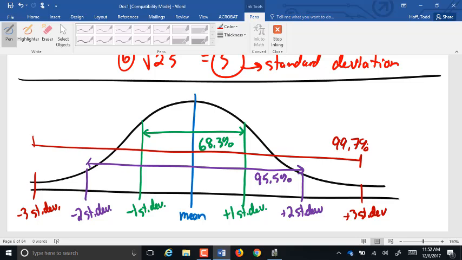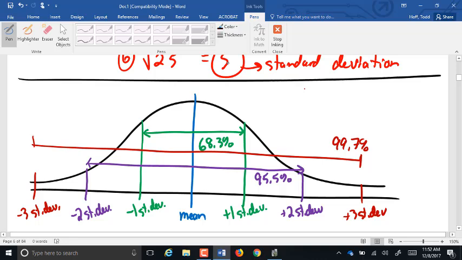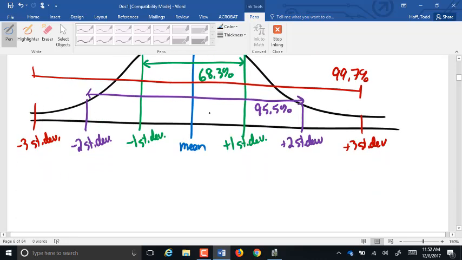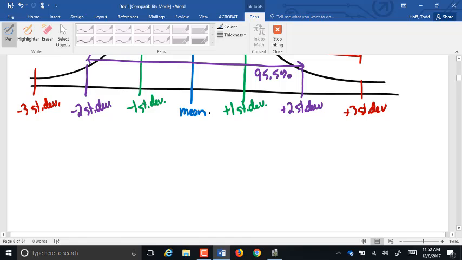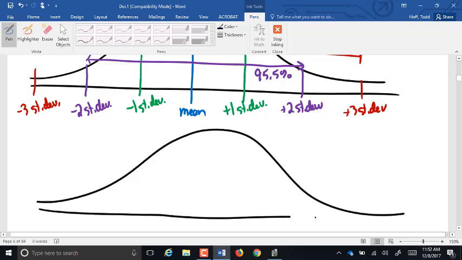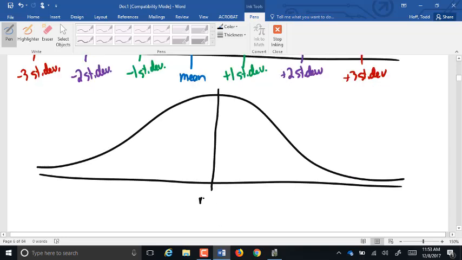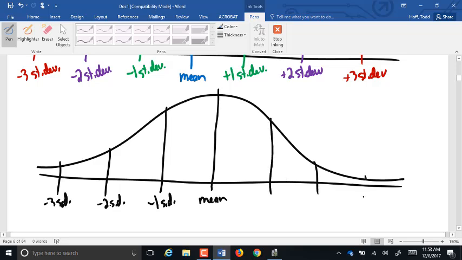This is how the book breaks it down. I'm going to simplify it for you a little bit. Come on now. These curves are not real easy to draw and try to get straight. So this is the mean. -1 standard deviation, -2 standard deviations, -3 standard deviations. +1, +2, and +3.